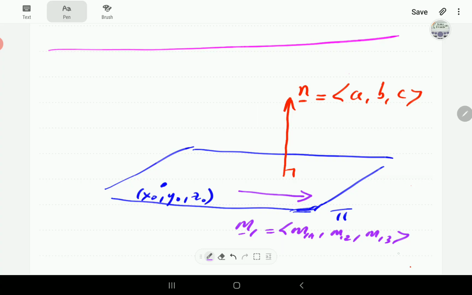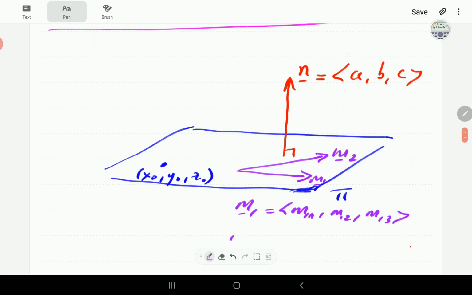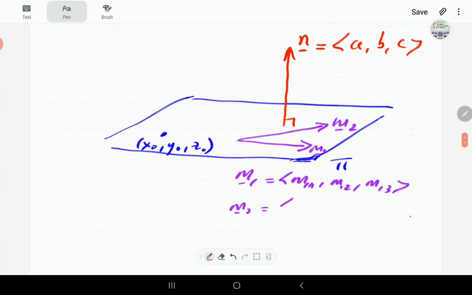So for a plane we need two of them, which are not going to be parallel. So this is m1, imagine this is m2. We are going to imagine the components of m2 are m21, m22, m23.